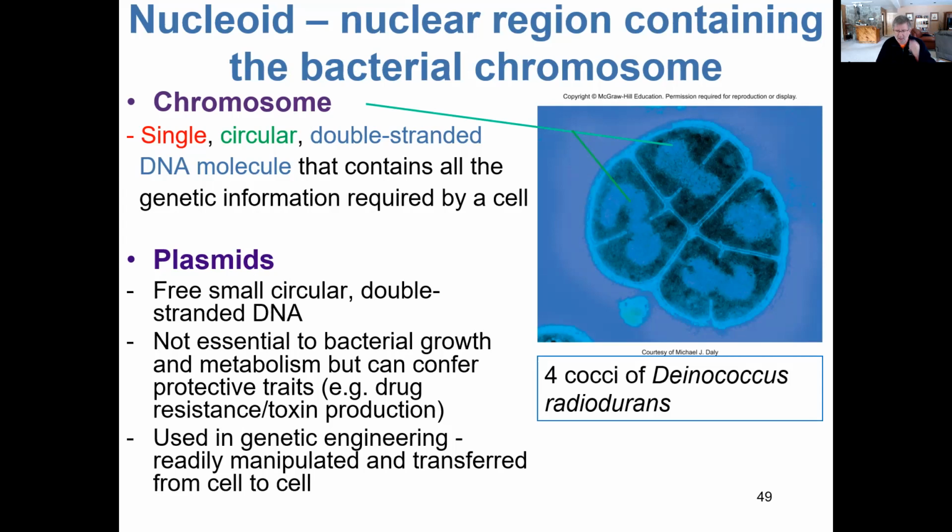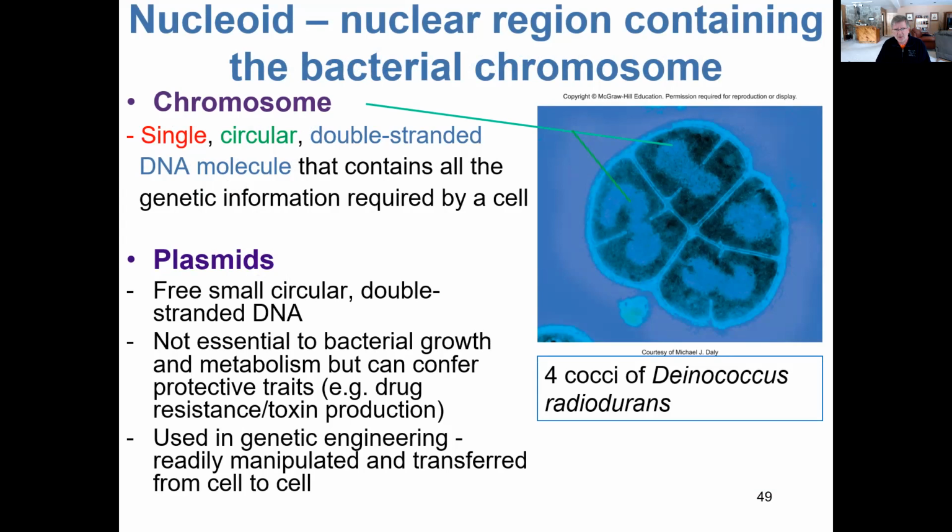prokaryotic cells, as we'll see in a few moments, have the unique ability of replicating that circular piece of DNA and passing that on to the daughter cells in a process called binary fission. So more on that in an upcoming chapter.